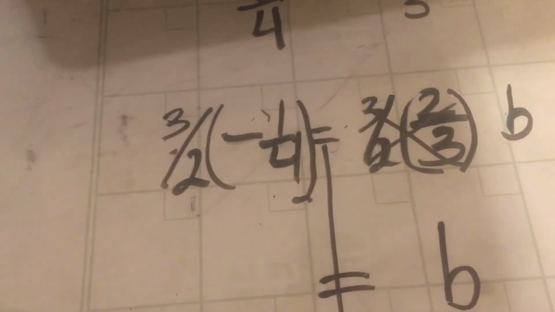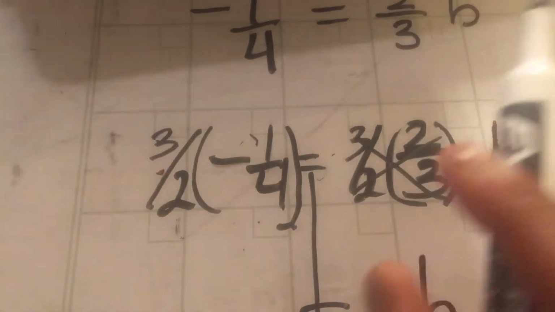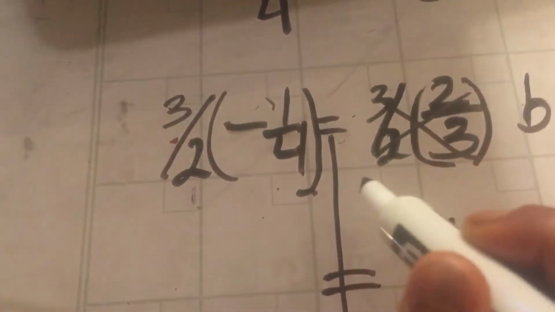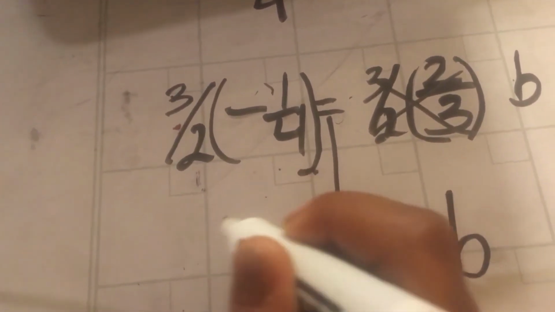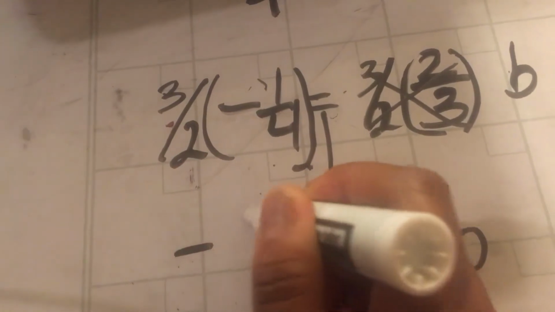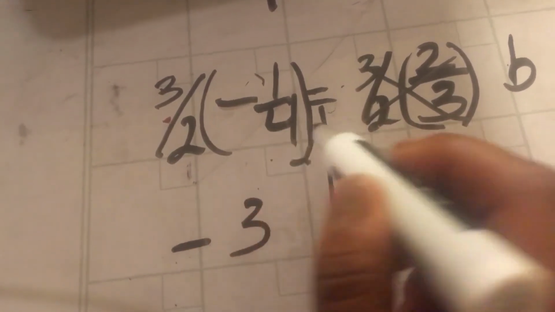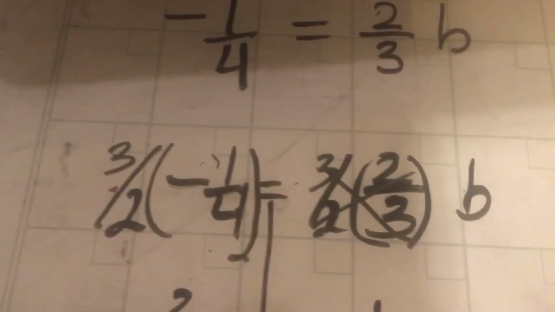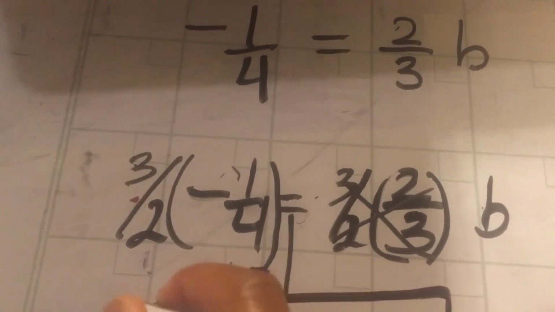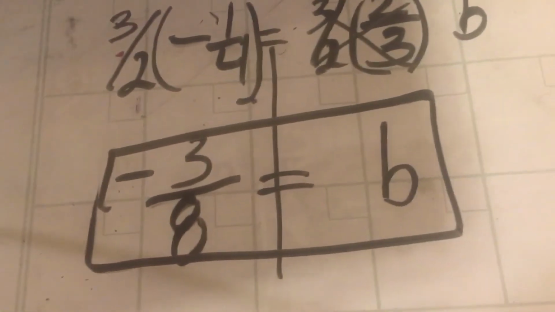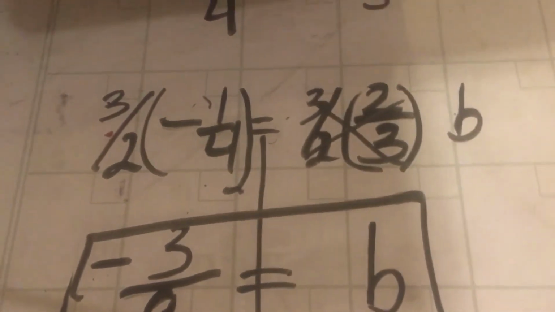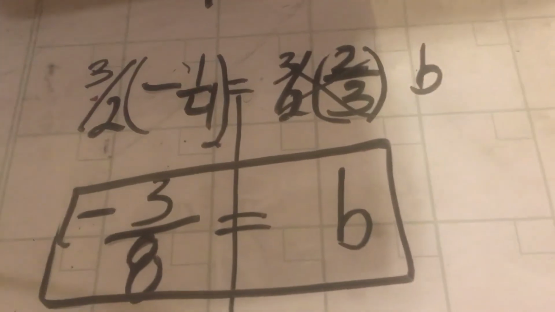So b is equal to, now remember when multiplying fractions, multiply straight across. So 3 times a negative 1 would be a negative 3. 2 times 4 is 8. And box in our answer. Our answer is b is equal to negative 3/8. And then of course, you know, we check our answers.